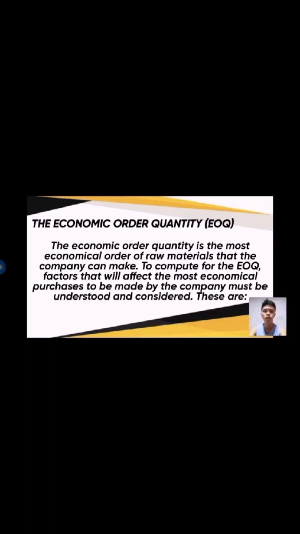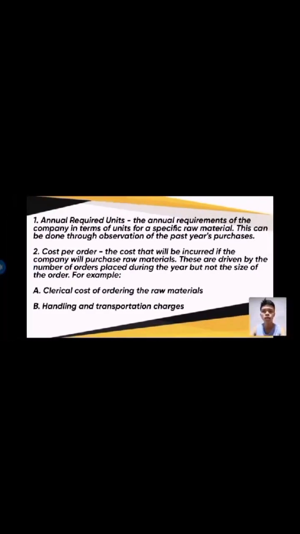So, the economic order quantity is the most economical order of raw materials that the company can make. To compute for the EOQ, factors that will affect the most economical purchases to be made by the company must be understood and considered. These are, first, the annual required units. So, the annual requirements of the company in terms of units for a specific raw material, this can be done through observation of the past year purchases.